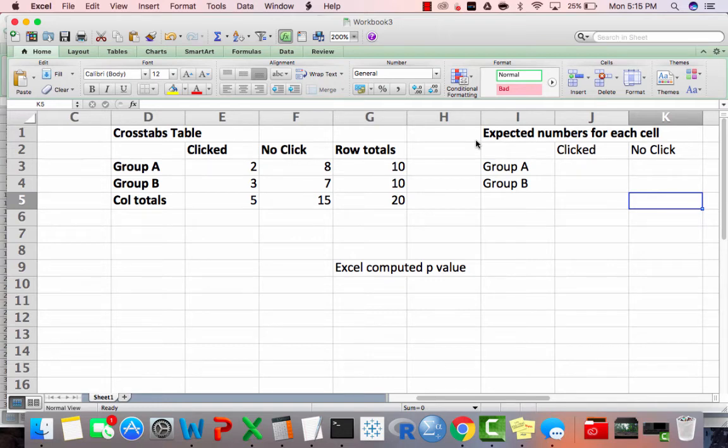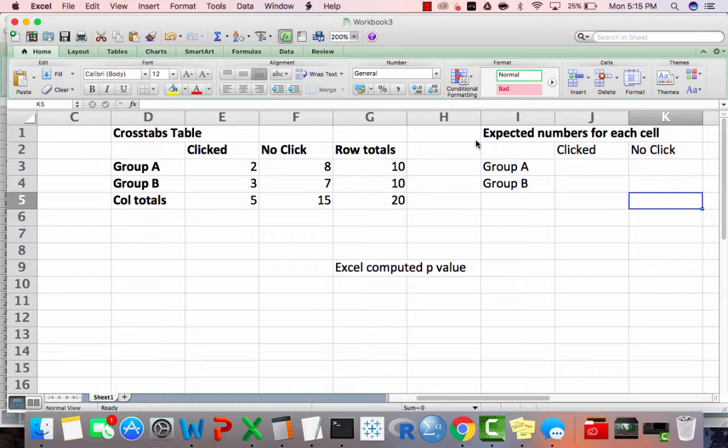Alright, this video is about the chi-square and how to compute it and how to understand it. We just finished up with the t-test videos. The chi-square is a little bit different from the t-test, but you're going to end up with a p-value just like you did with the t-test, and you can interpret the results from a chi-square similarly.